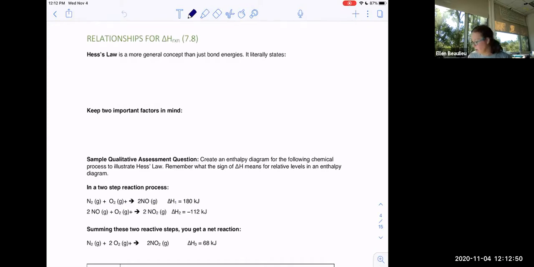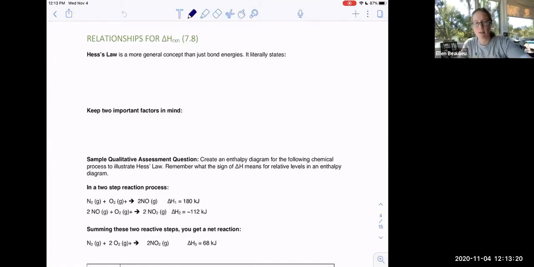So there's this old dead guy, Hess, who has a law that's a lot more general than just bond energies, and it's actually more general than just the thermochemistry chapter. We've done this before. I've given you assignment problems where you have multiple reactions to get to a given product. Not everything in chemistry happens in a single step, as you see in your textbook. Almost nothing goes to completion, as you see in your textbook, so that's unusual.